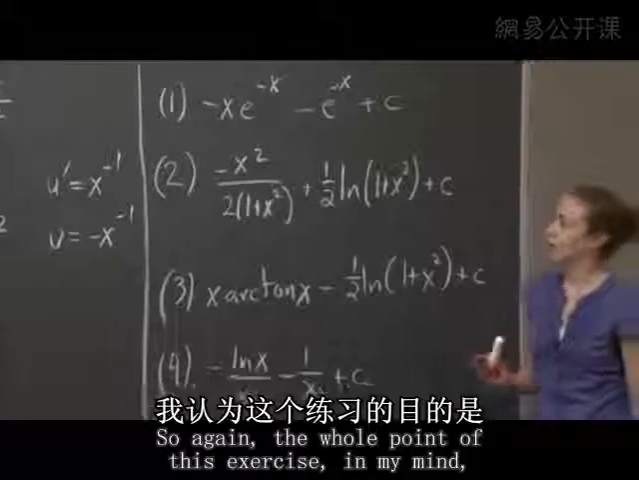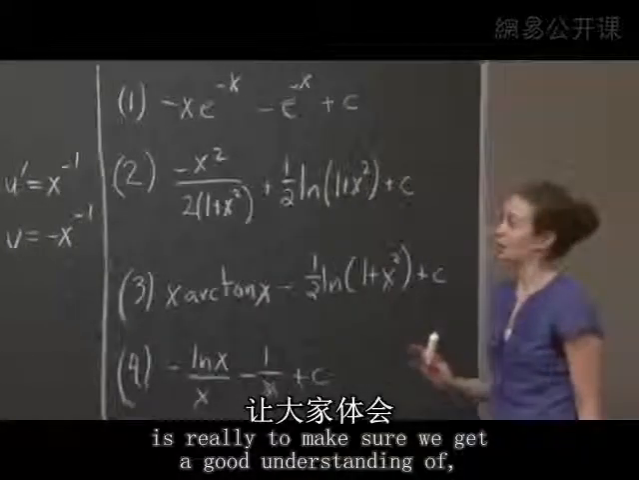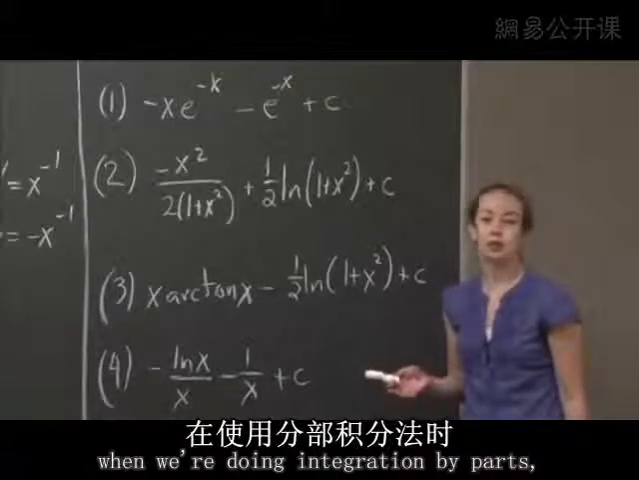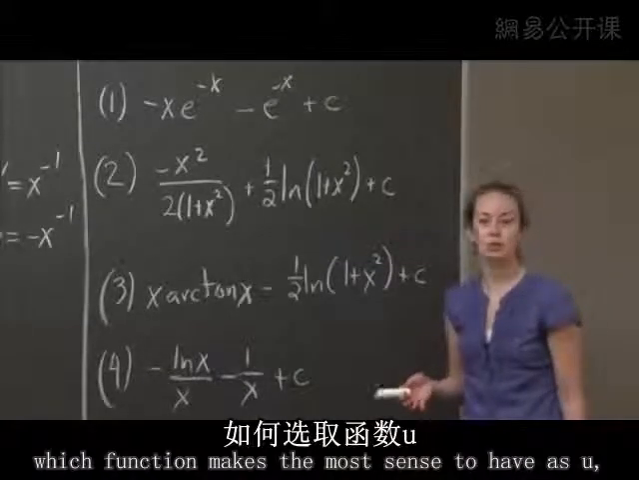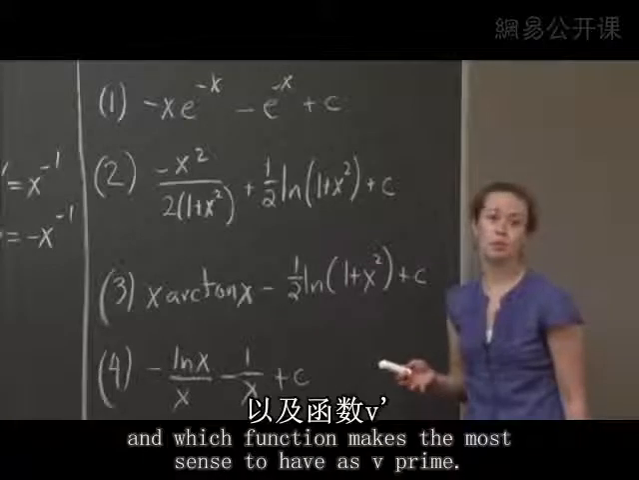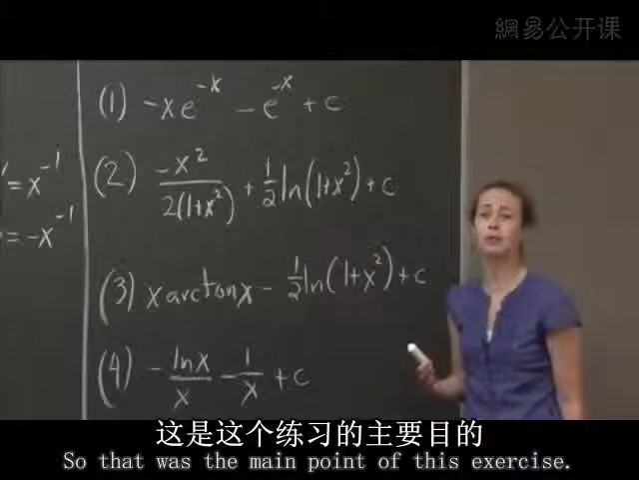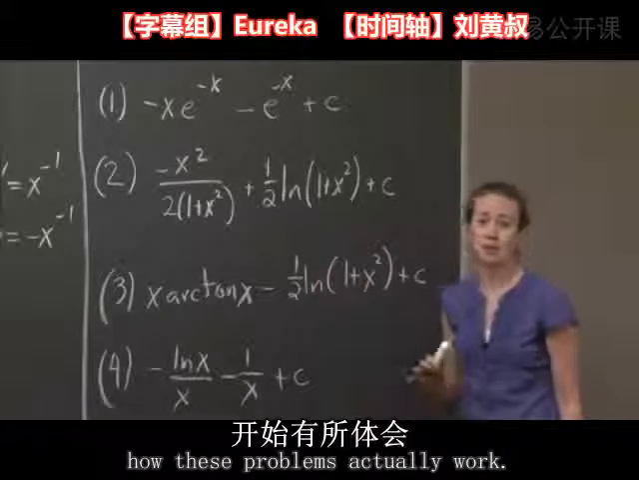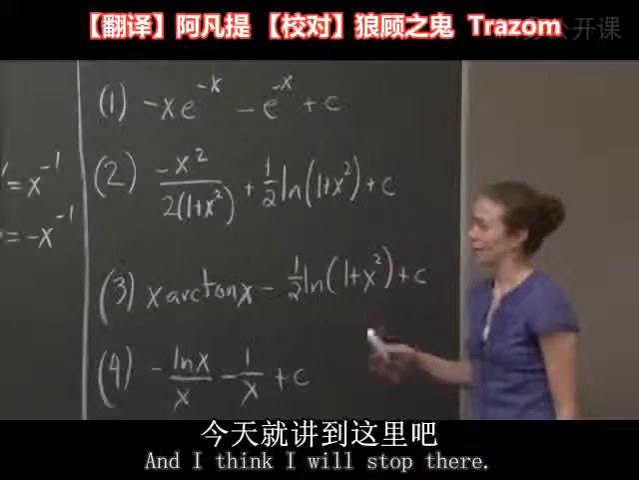So again, the whole point of this exercise, in my mind, is really to make sure we get a good understanding of, when we're doing integration by parts, which function makes the most sense to have as u and which function makes the most sense to have as v prime. So that was the main point of this exercise. Hopefully you're starting to get a flavor for how these problems actually work. And I think I will stop there.